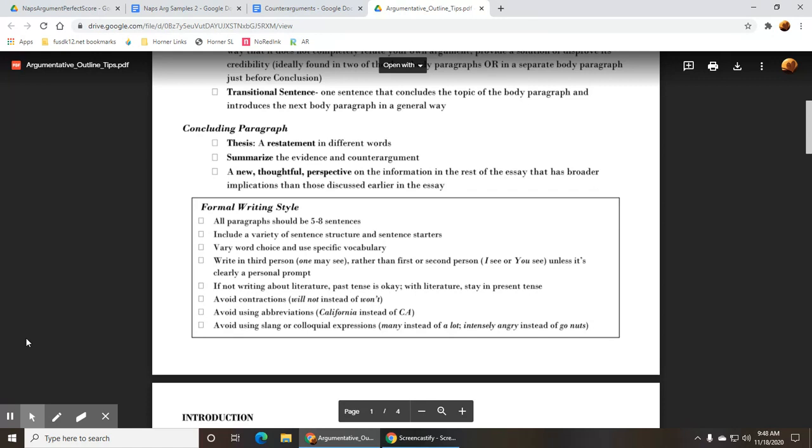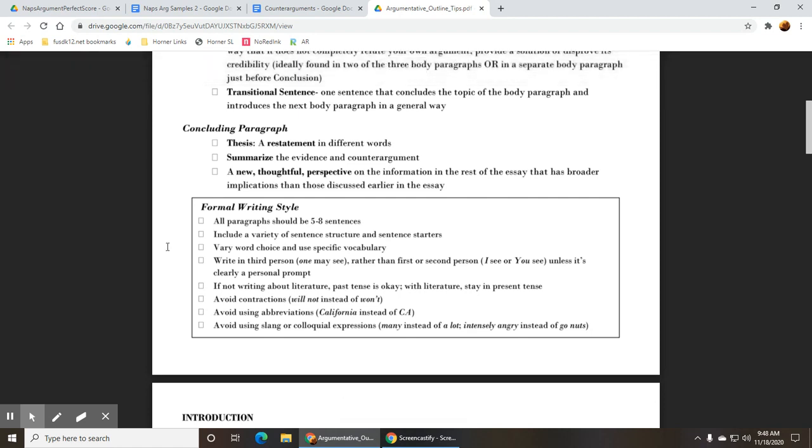You want to vary your word choice and use specific vocabulary. So those strong verbs that we looked at are a much better way of describing your viewpoints or presenting your evidence than saying said or stated every time. If you are talking about a particular topic that has domain-specific vocabulary words that are particular to that topic, you want to use those in ways that show you understand your topic. Be specific with your vocabulary.